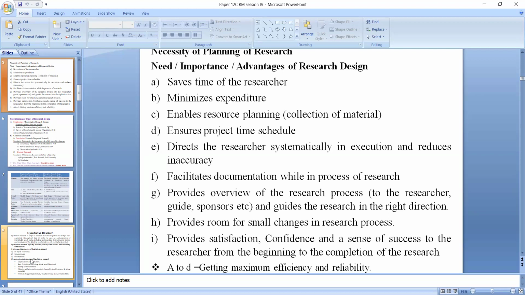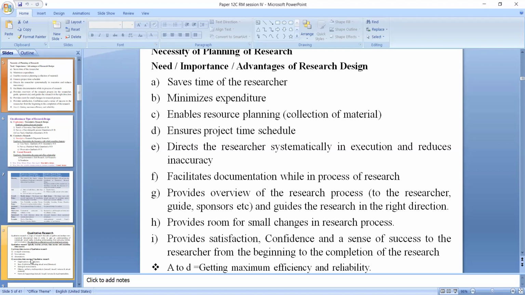Your project time schedule you can make, and it directs you systematically in the execution of process, and it reduces inaccuracy. Sometimes when your blueprint or research design is not clear in the mind, it may happen that much of your time, cost, resources are a waste. It facilitates documentation while in process, so you go on doing the writing of the project, overview of the research process, and guides in the right direction.